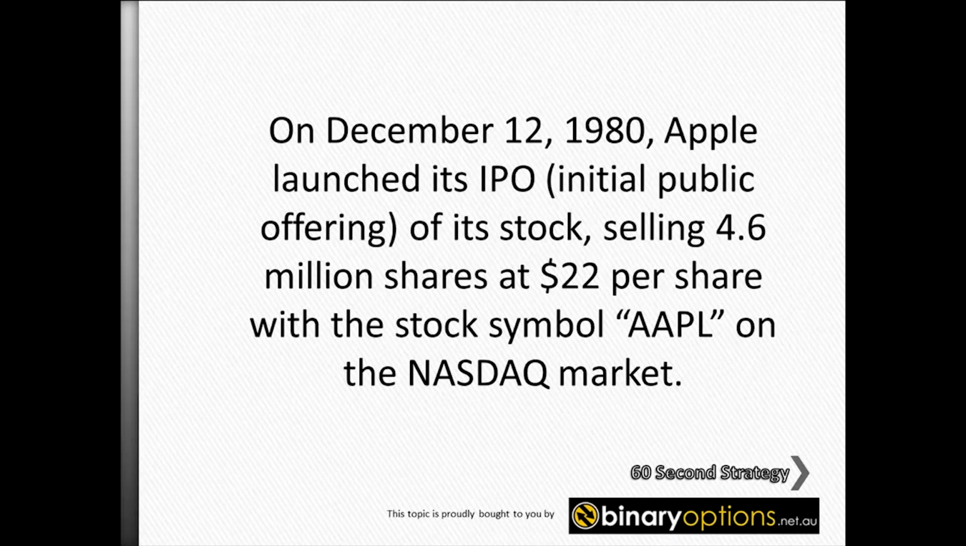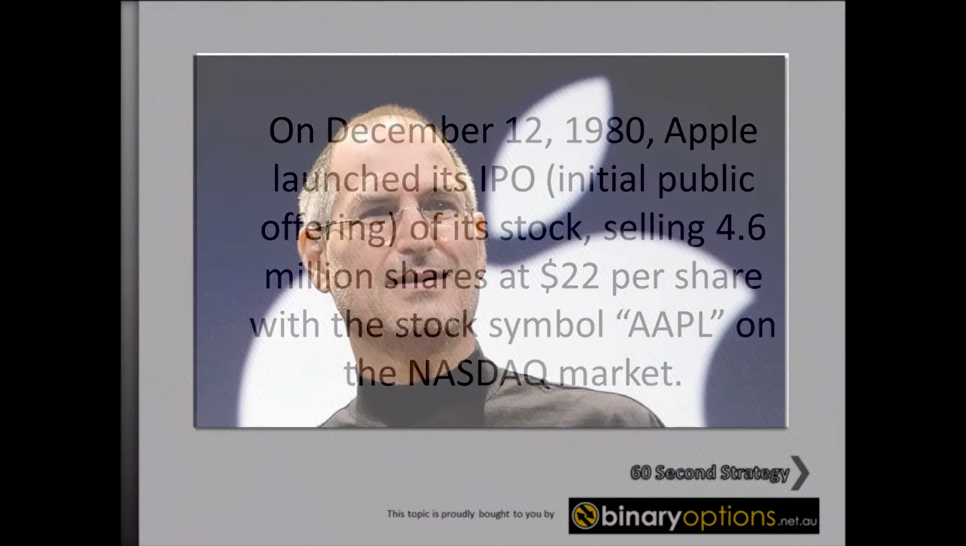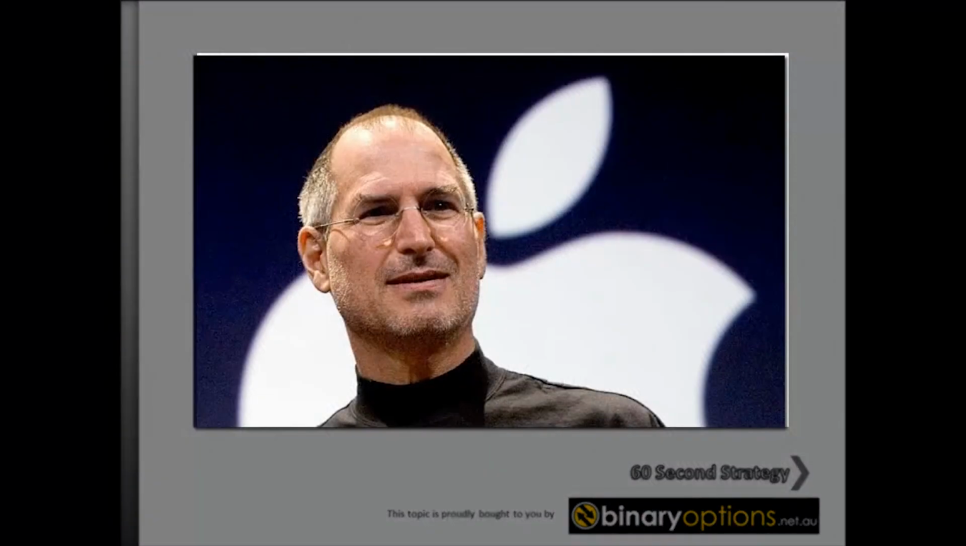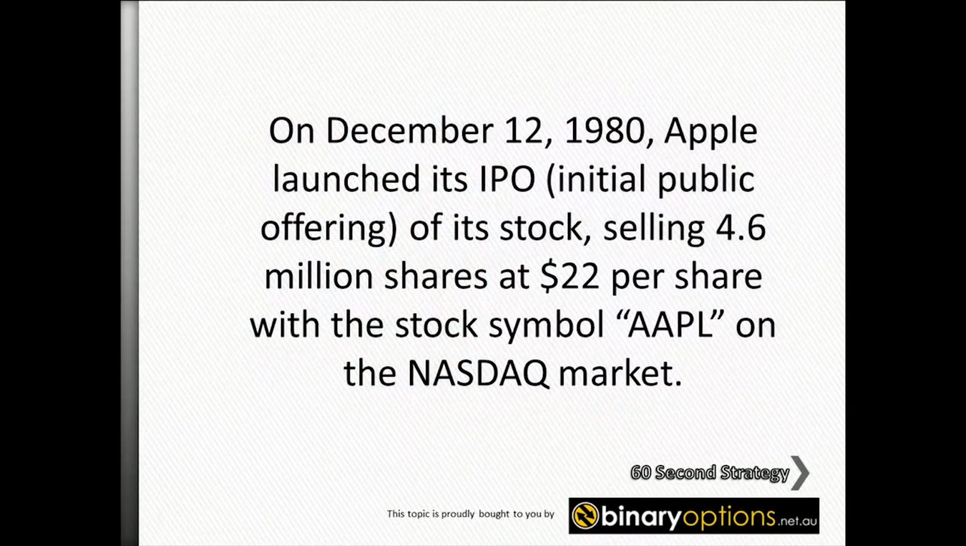In what was seen as one of the biggest IPOs of that time, on December 12, 1980, Apple listed 4.6 million shares on the Nasdaq Stock Exchange at $22 per share. Using the stock symbol AAPL, Apple shares sold out almost immediately. Making 300 people instant millionaires in that day, Steve Jobs, the largest shareholder, made $217 million alone. Interestingly, the biggest tech IPO of all time now belongs to Facebook.